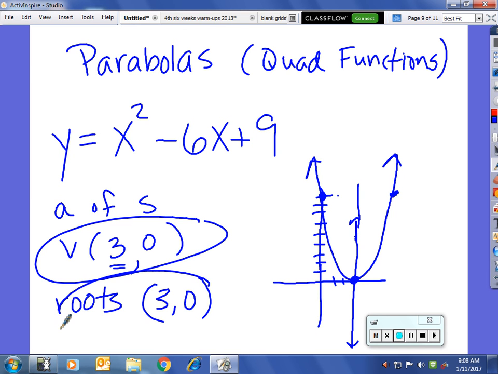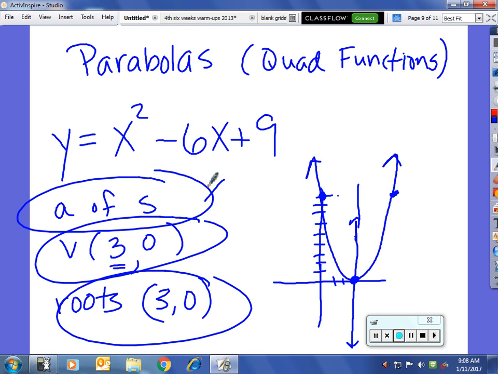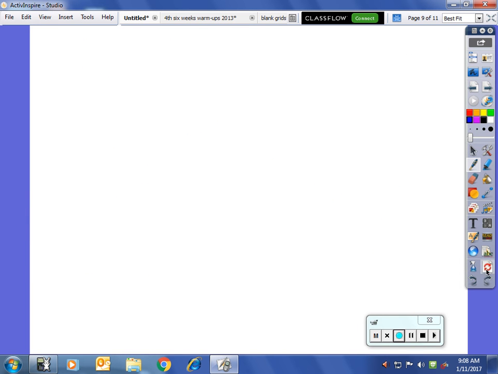Okay, so vertex, roots, axis of symmetry. In this problem, it was easy. It was pretty much all the same. Okay, do you remember another weird case that you might encounter? No roots. Let's look at one like that.